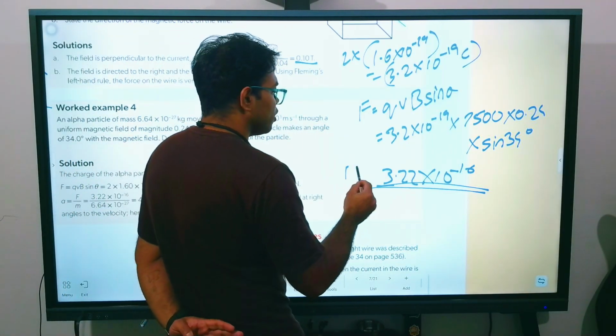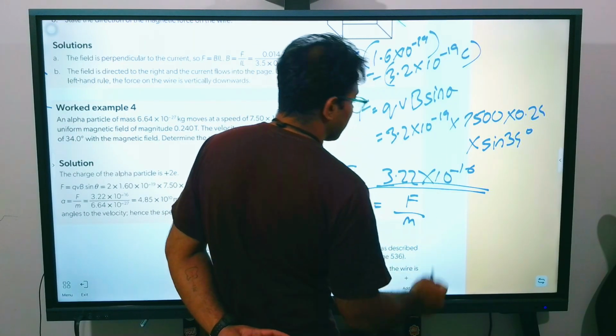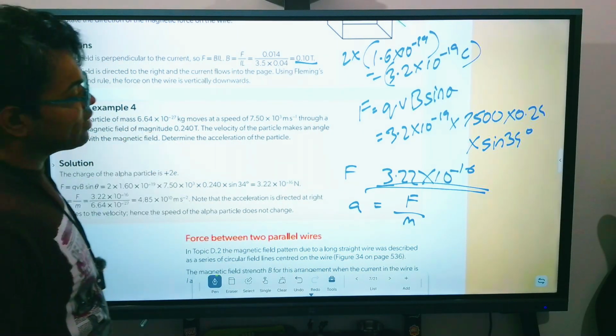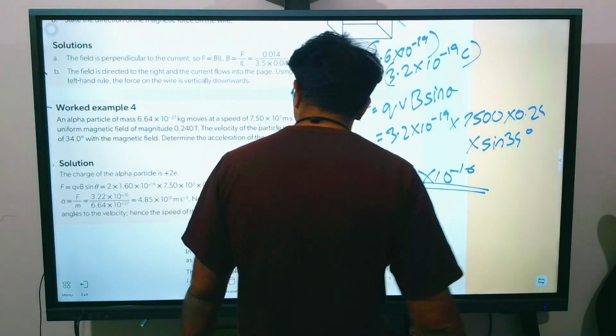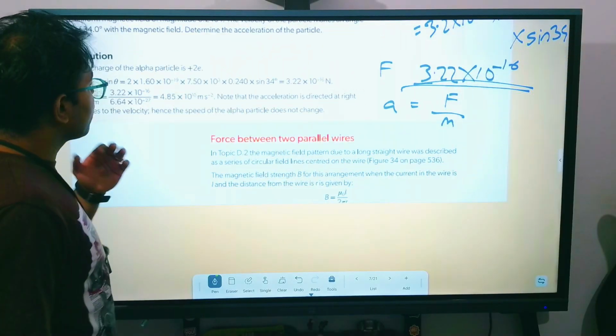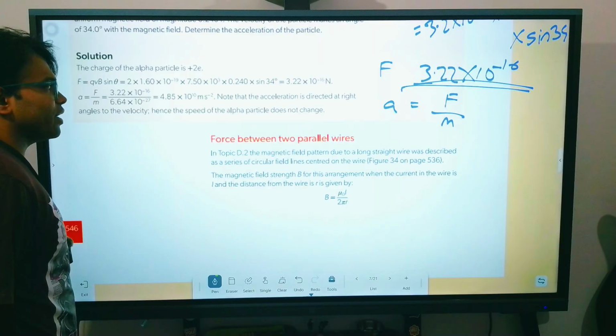Okay, this is the force. We know that acceleration is equal to what? Force upon mass. The mass has been given to us, 6.6 into 10 raised to the power minus 27. So if you divide them both, you will get a sizable amount of acceleration. Right, 4.58 into 10 to the power 10 meters per second square.